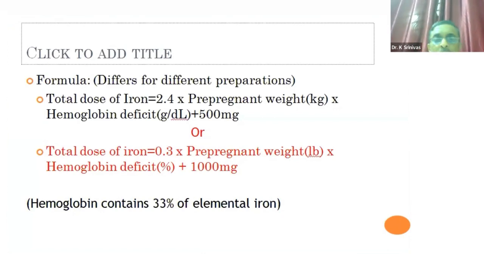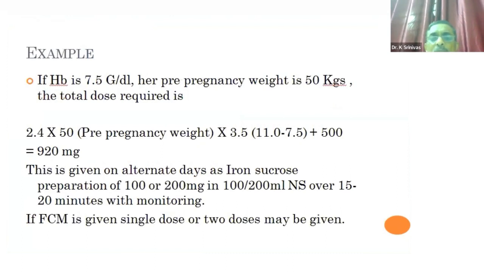Now, I have given an example. If the hemoglobin is 7.5 grams, and let us assume her pre-pregnancy weight to be 50 kgs, the dose required is, 2.4 is a constant. So for anybody, you are going to put 2.4 into her pre-pregnancy weight, 50, into 3.5 is the deficit, because it is 11 minus 7.5. And when you add 500 to this multiplication comes to around 420 plus 500 comes to 920 milligrams, right?